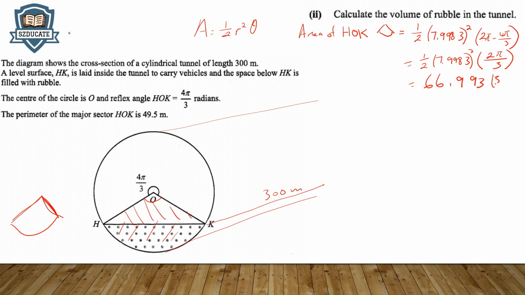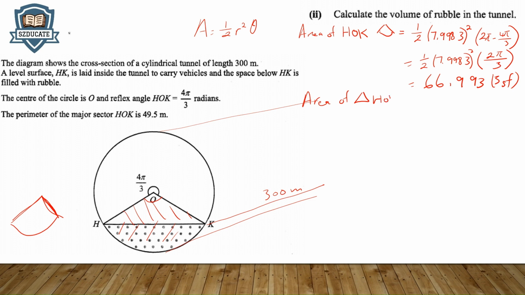66.993 for 5SF. I'm not going to round off to 3SF because this is not the final answer and I need to use it. So I'm going to keep it as 5SF. Next, I need the area of the triangle. So I'm going to write it down. So area of triangle is still HOK.